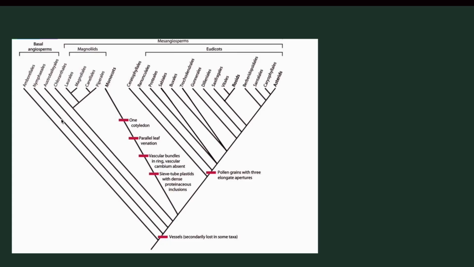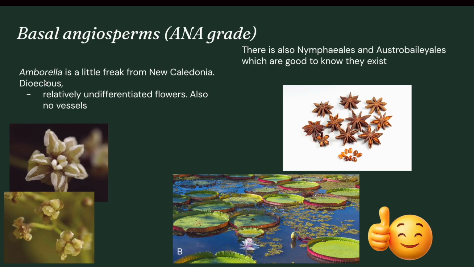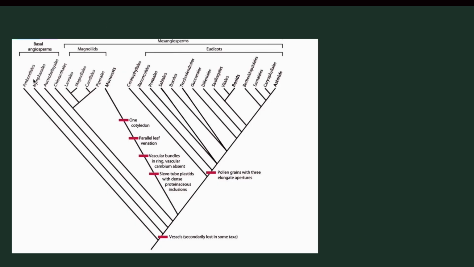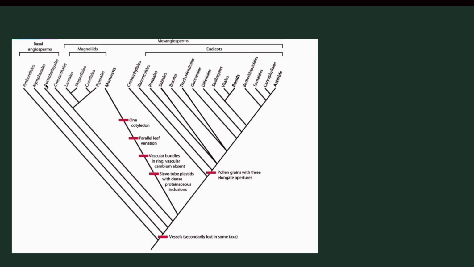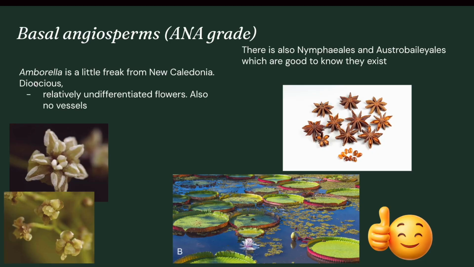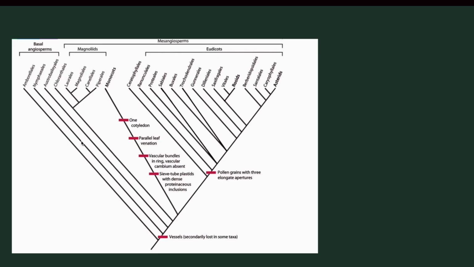So here's a more simplified tree of the angiosperms. And we're going to start with the basal angiosperms, also known as the ANA grade, because their order names conveniently start with A, N, and another A. Yes, very good. Amborella is the only species in this entire order, and it is pretty well known for being the most basal or ancestral angiosperm. That is, it diverged very early off of the rest of the angiosperms.